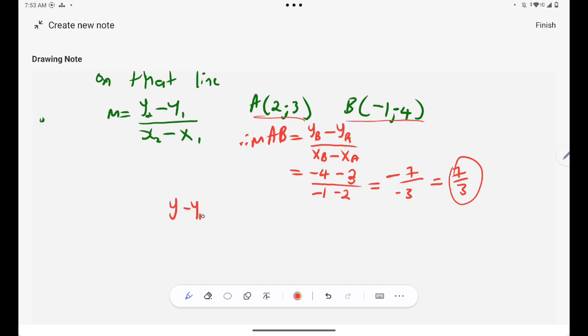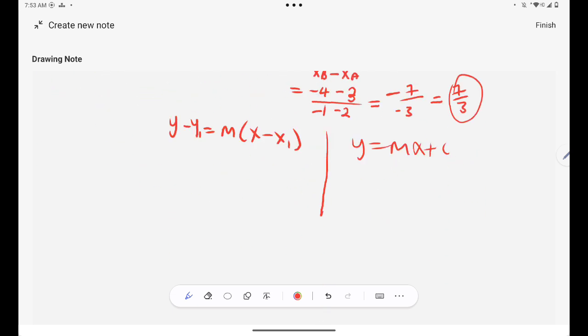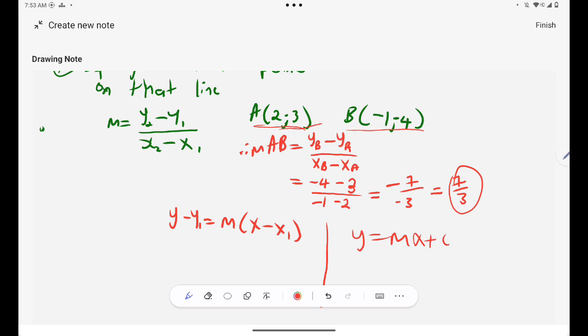y minus y1 is equal to m times x minus x1. Are you together? Or you can just substitute here. y is equal to mx plus c. I'll show you both ways. You will choose your own poison. I prefer working with positive points because I will make less mistakes whenever I do so. Are you together?